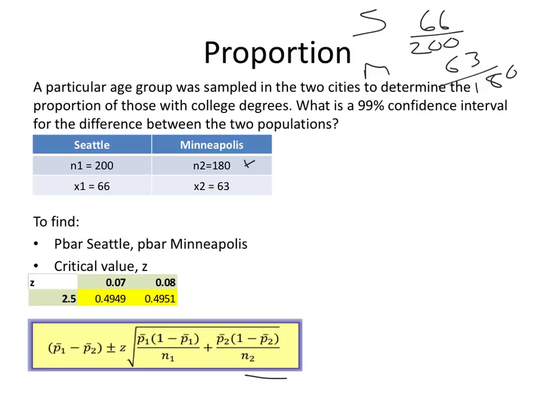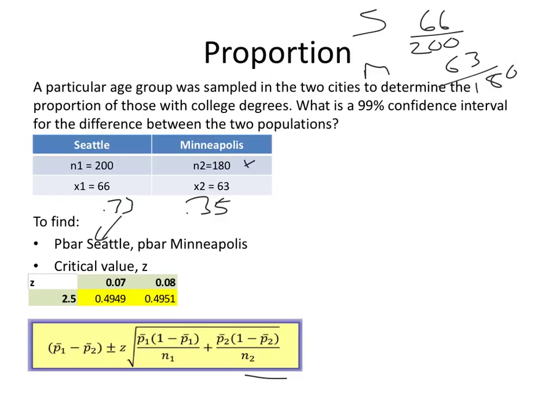So p-bar for Seattle, here we're looking for this right here, is 0.33. Those are threes if you can't tell. I can barely read them myself. And for Minneapolis it's 0.35. Okay, so those are our two proportions from our samples. So 63 out of 180 is 35%, right?